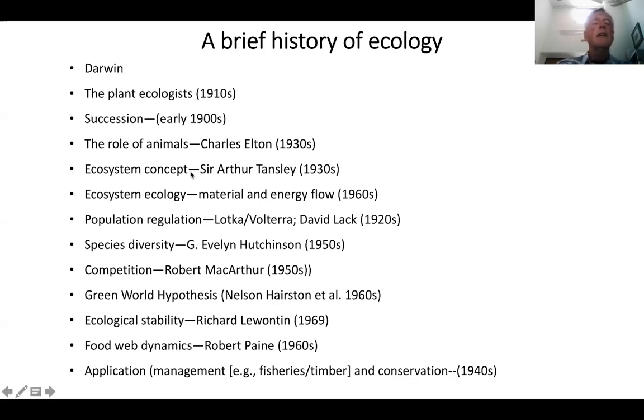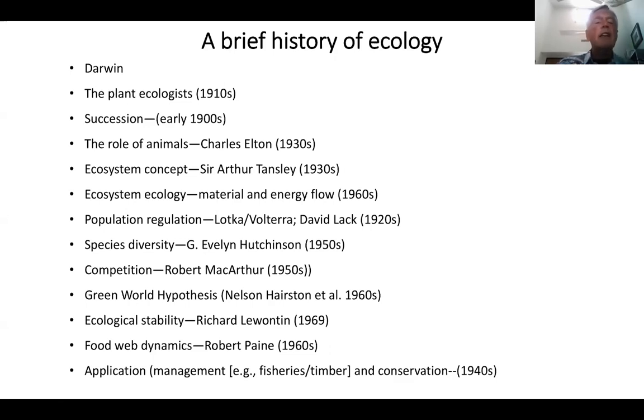Next is what I call the ecosystem concept. The ecosystem concept came into the fore as a result of Sir Arthur Tansley, a famous British ecologist. Elton also was a British ecologist. Elton was at Oxford. Tansley, I think, was at Cambridge. And Tansley recognized that there was that ecosystem concept, which is the concept of both the living world and the abiotic world. And that, in his mind, was what he called an ecosystem, all right? The physical world and the biological world in nature.